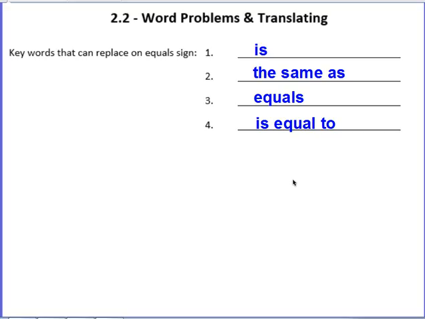The difference is last time we were just translating expressions. So like I gave you 4x plus 3 and asked you to write that verbally. Okay, now we're going to do the same thing but with equations. So now we have an equal sign.